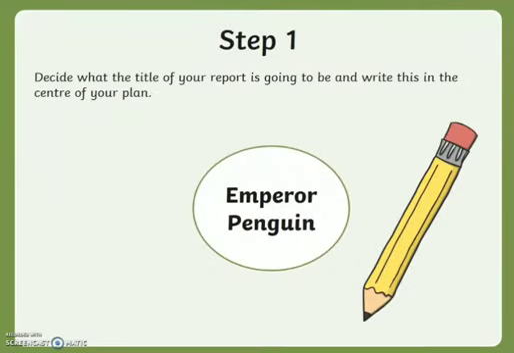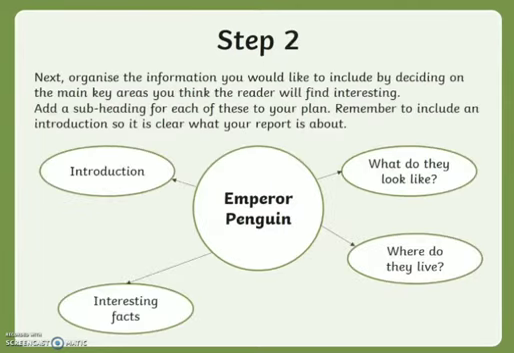Step 1. Decide what the title of your report is going to be and write this in the centre of your plan. Here we're going to use the example of the emperor penguin. Step 2. Organise the information you would like to include by deciding on the main key areas you think the reader will find interesting. Here we have got an introduction, interesting facts, what penguins look like and where they live. Remember to include your introduction so it is clear what your report is about.